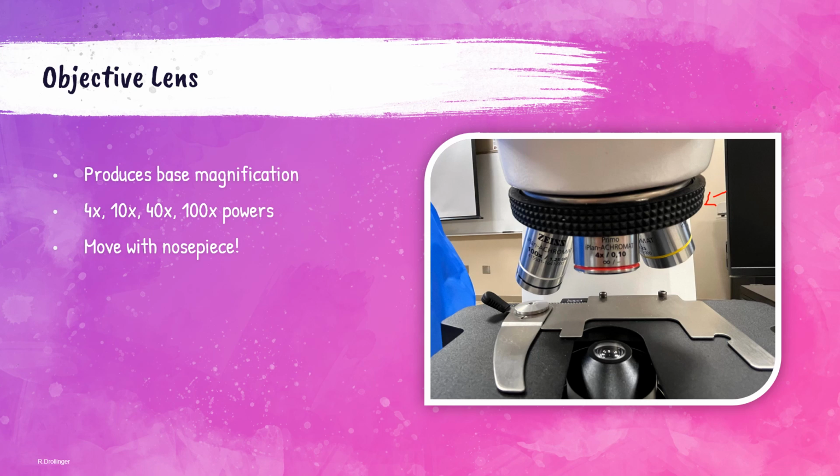The objective lens that is in use here in this photo is the 4x objective lens. You see how this says 4x on it here? That means that it has 4x magnification, and we know that it is the active one because it's right over where the microscope slide goes and where the light comes through on this microscope. So that's how we know that's the active one.